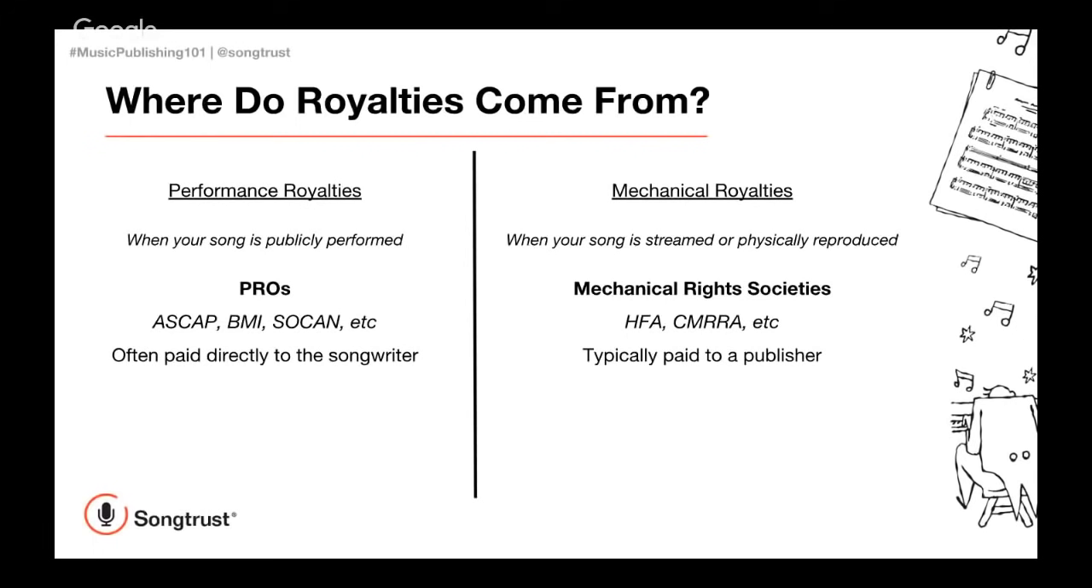And then the mechanical royalty is collected by mechanical rights societies. So HFA is one example of a mechanical rights organization in the US. CMOs is one in Canada. This is kind of a North American-centric view of this, but it's the same situation in pretty much every territory. No matter what, you're going to want a publisher to help you collect outside of your home territory.